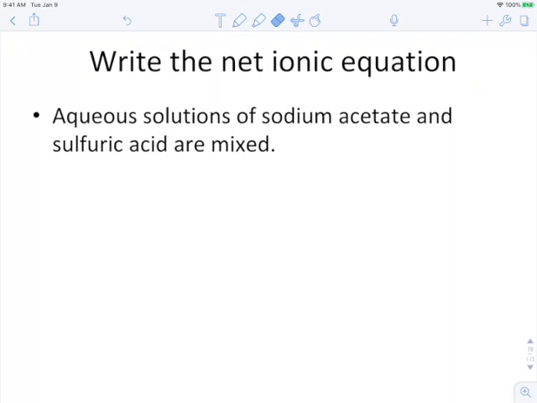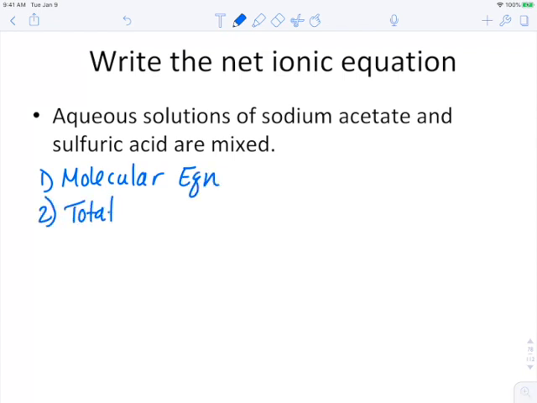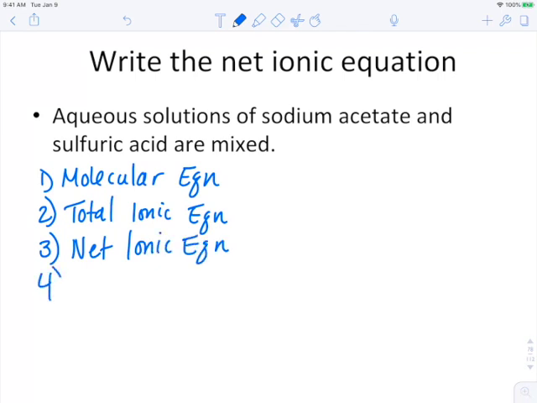All right, so I want you to give this one a try. You have aqueous solutions of sodium acetate and sulfuric acid that are mixed. So you're doing the same thing with these. You're going to do your molecular equation, total ionic equation, your net ionic equation, and you're going to find your spectator ions.